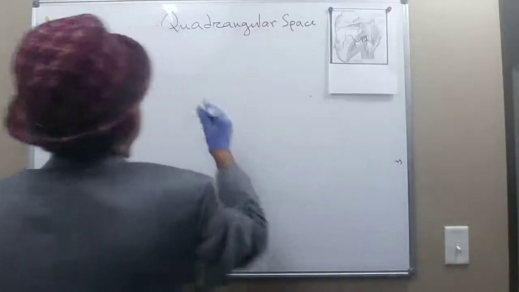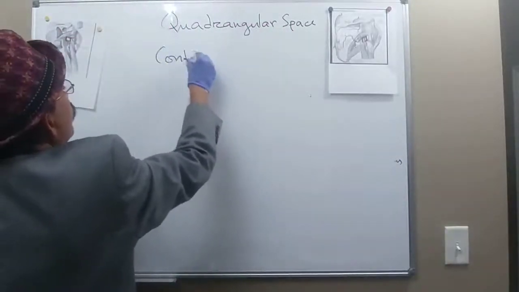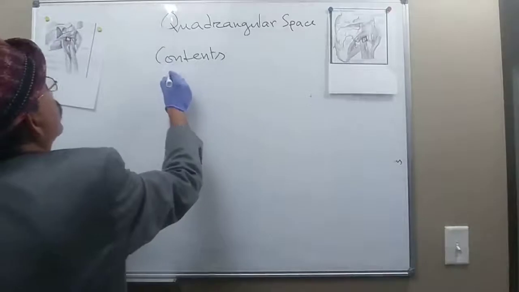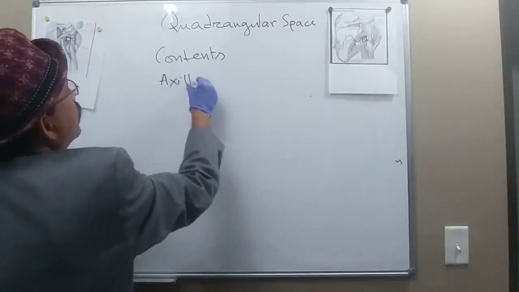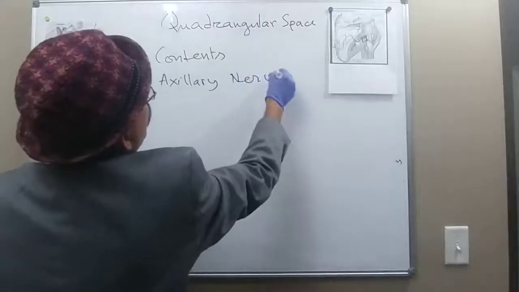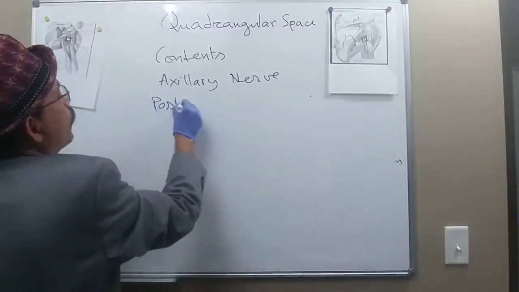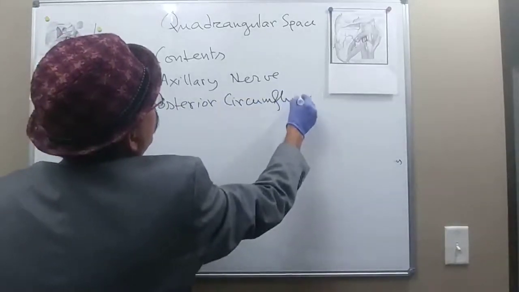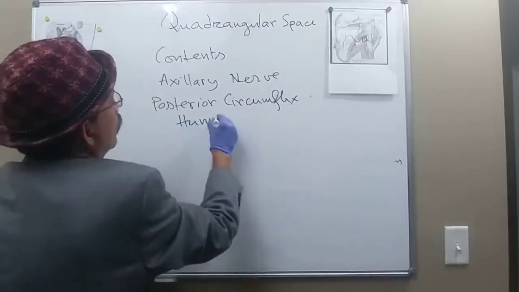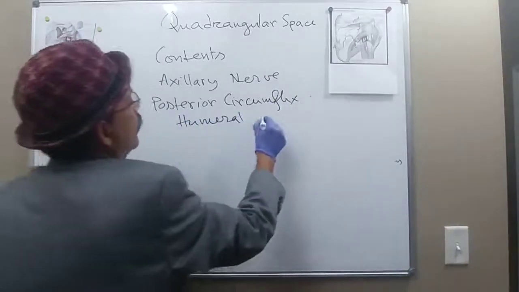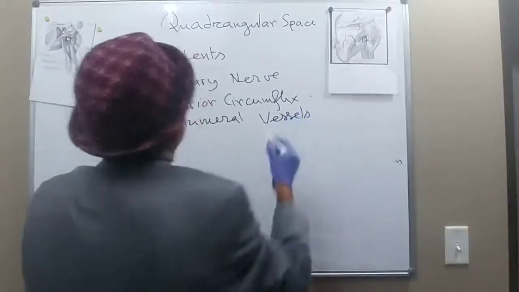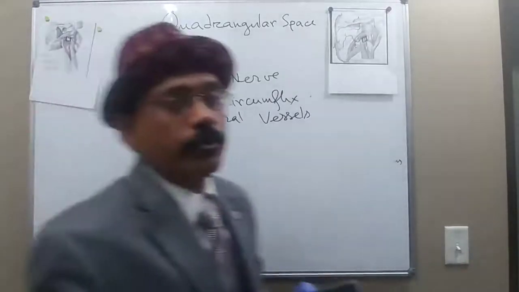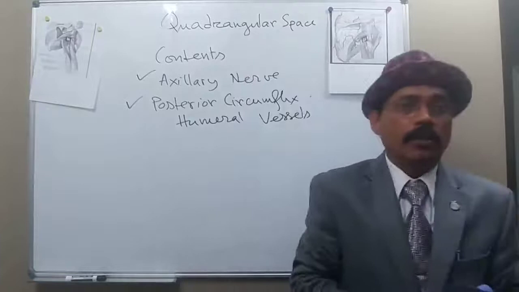Okay, contents. We have two contents: the axillary nerve and the posterior circumflex humeral artery. One is the axillary nerve, another one is the posterior circumflex humeral artery.